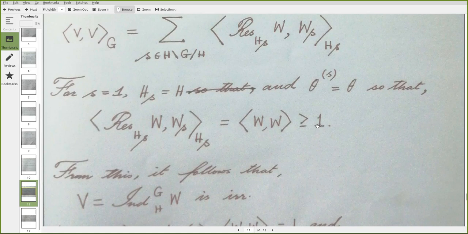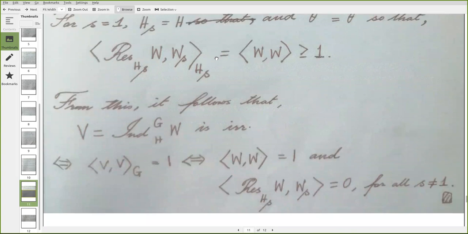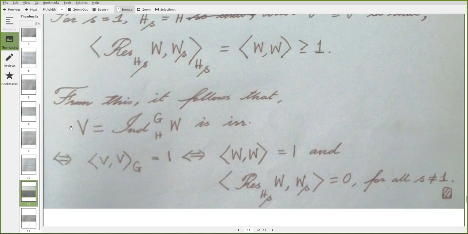So now you see that this summand is basically a term which is at least one, and there are other terms as well. Now recall that if V is an irreducible representation, then the inner product of its character with itself has to be one. There's an if and only if condition. So this is irreducible if and only if this is one. And now you see what happens.